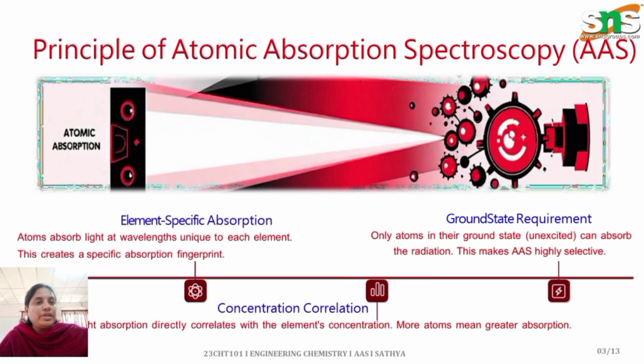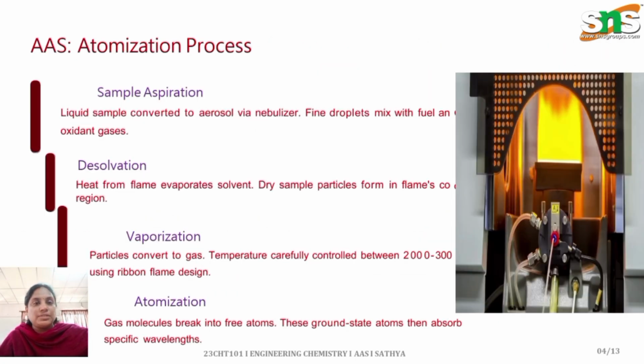The element-specific absorption and ground state requirement. Atoms absorb light at a wavelength unique to each element. So this creates a specific absorption fingerprint. And in the ground state requirement, only atoms in their ground state can absorb the radiation. This makes atomic absorption spectroscopy highly selective. The absorption directly correlates to the element's concentration. More atoms will give greater absorption.